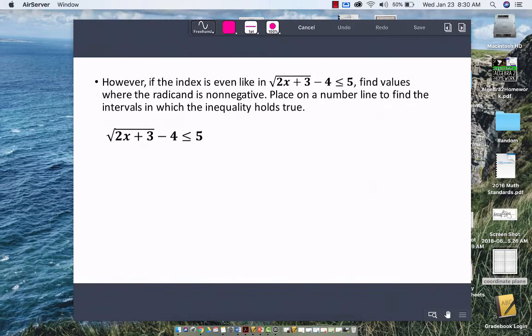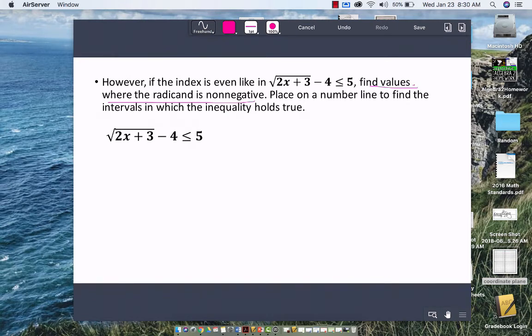But if we look at our next example with an even index, and this is what problems 13 through 16 on your note sheet are going to do for you, we also need to add a layer because we have to think, wait a minute, we can't have negatives underneath our radicals unless we're getting into the world of imaginary numbers. So we are also going to want to find the values where the radicand is non-negative, and I'll show you what I mean.